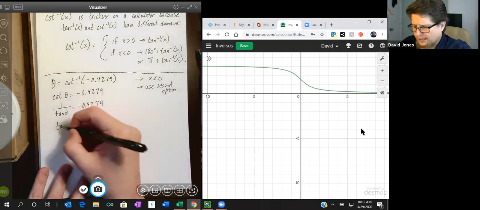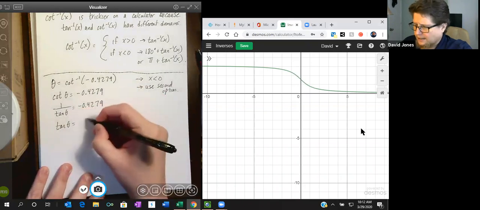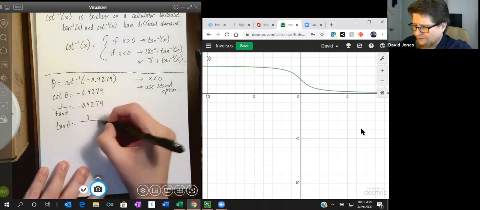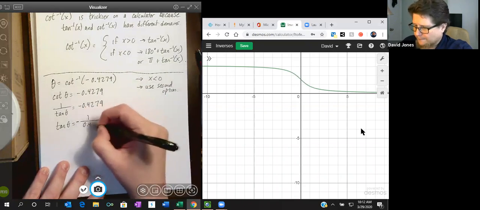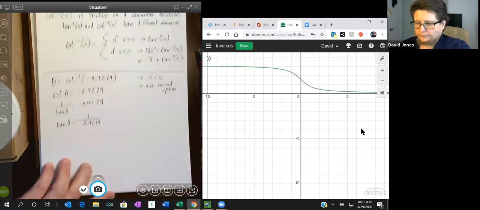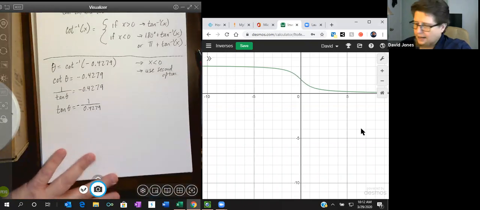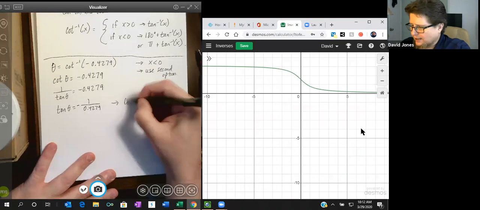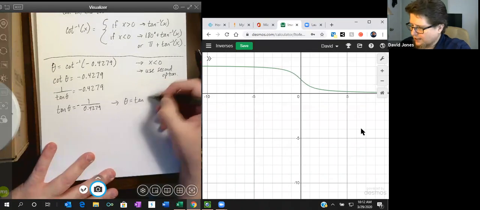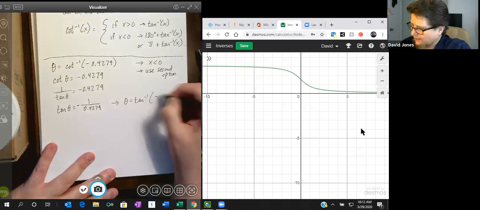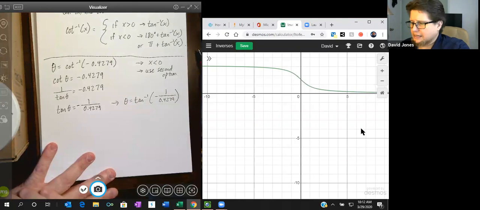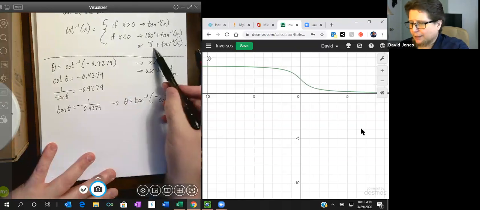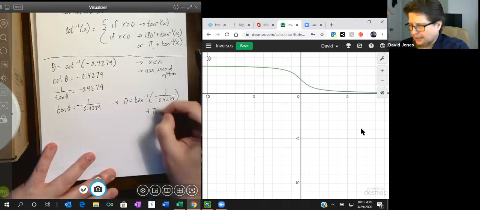So this tells me I flip them. Tangent theta equals negative, or 1 over, I guess I can put the negative out front. And we'll switch to the inverse. Theta equals tangent inverse of negative 1 over 0.4279. But we need to add pi, plus pi.